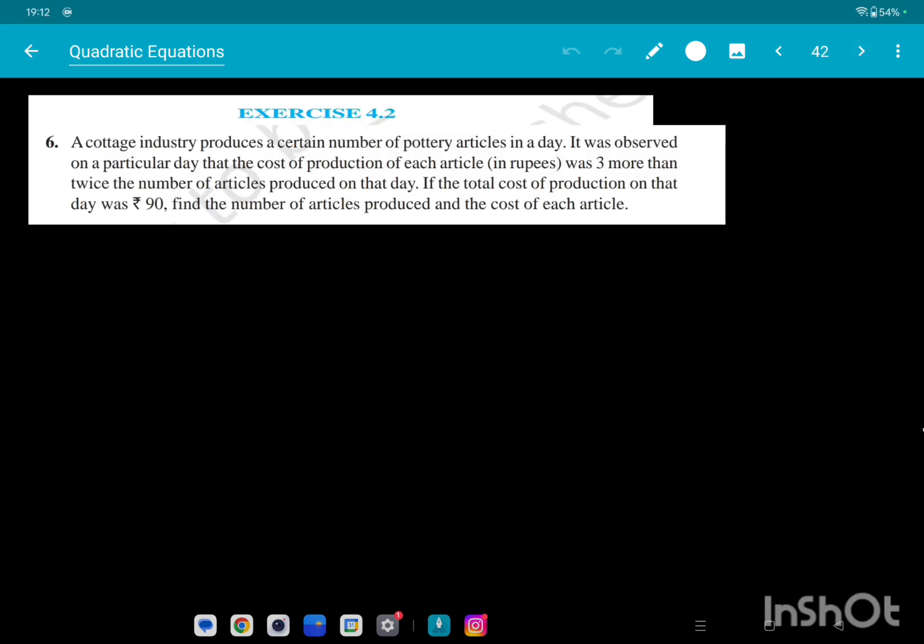Here the next question is, a cottage industry produces a certain number of pottery articles in a day. It was observed on a particular day that the cost of production of each article was 3 more than twice the number of articles produced on that day. If the total cost of production on that day was 90 rupees, find the number of articles produced and the cost of each article.